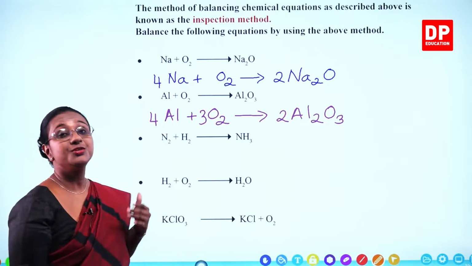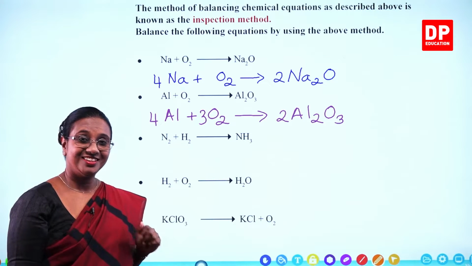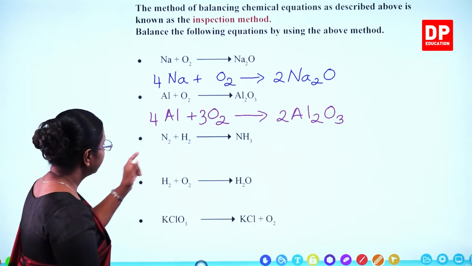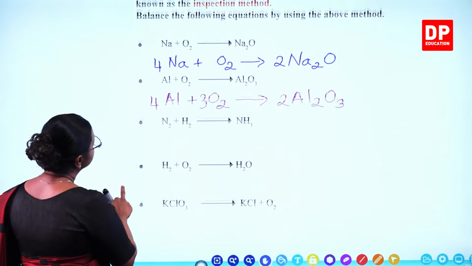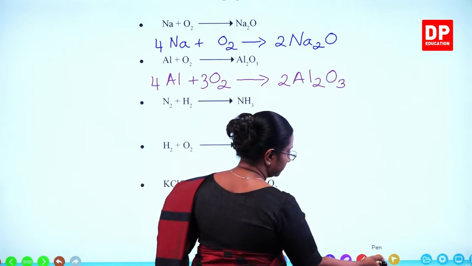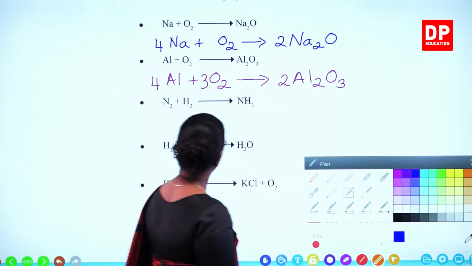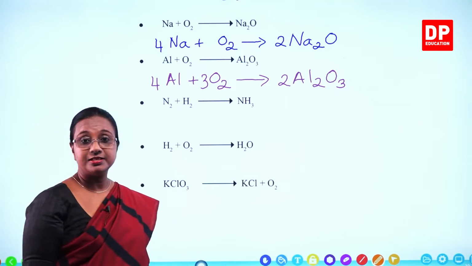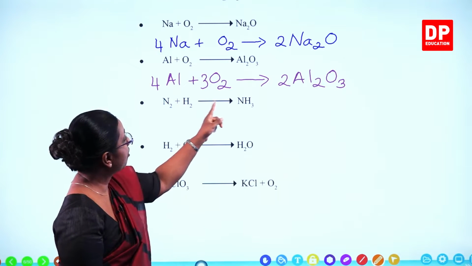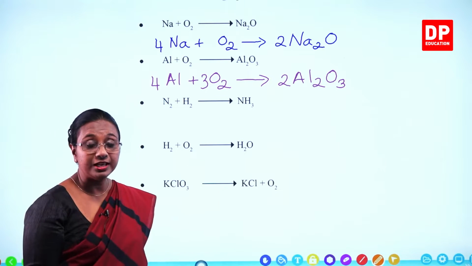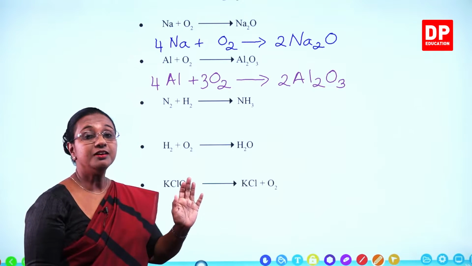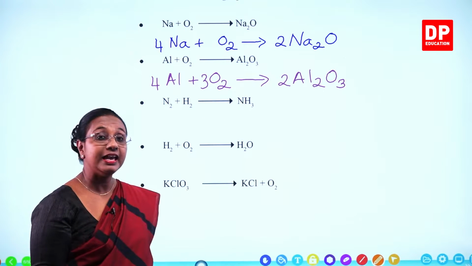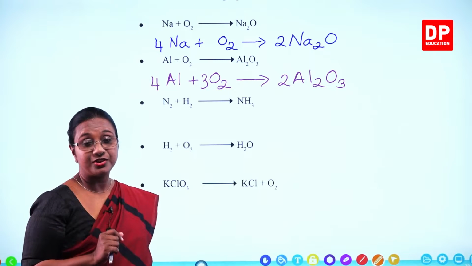Here also, students, you can identify the reaction. It is a chemical combination reaction. Then the next one. We have another reaction. N2, nitrogen gas, H2, hydrogen gas, reacting and forming NH3, ammonia gas. Nitrogen reacts with hydrogen and forms ammonia gas. Again, a chemical combination reaction.